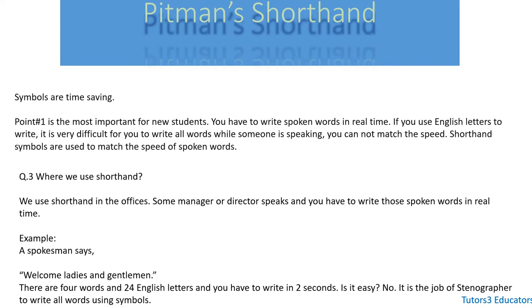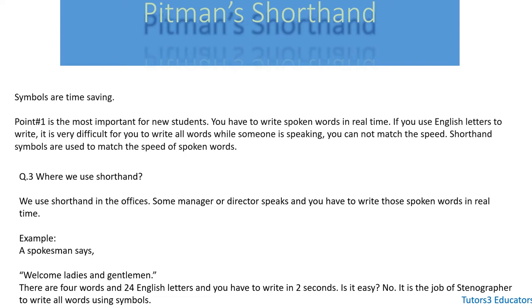So where do we use shorthand? We use shorthand in offices. Managers and directors call you, and you sit there and whatever they say, you have to convert those spoken words into symbols in real time. For example, a spokesman says, welcome ladies and gentlemen. There are 4 words and 24 English letters and you have to write them in 2 seconds. Is it easy? Can you write welcome ladies and gentlemen in 2 seconds? This is very difficult, so it is not easy.